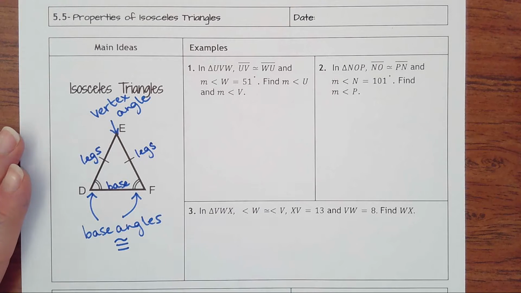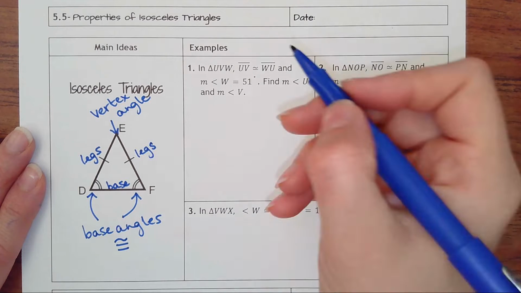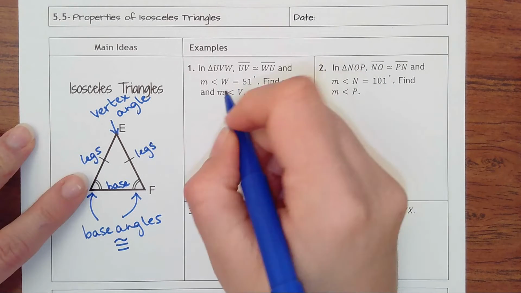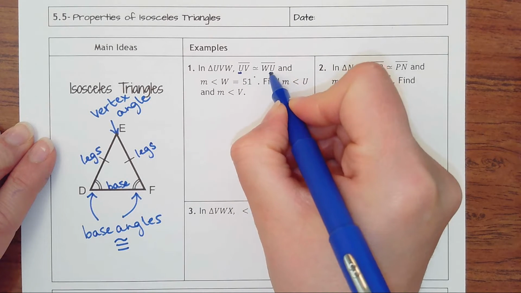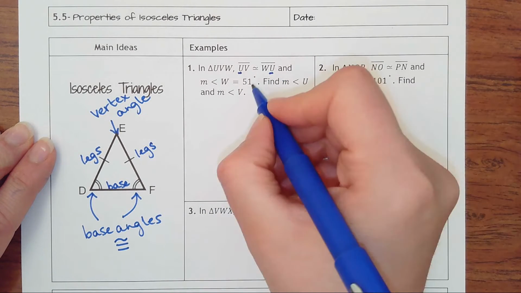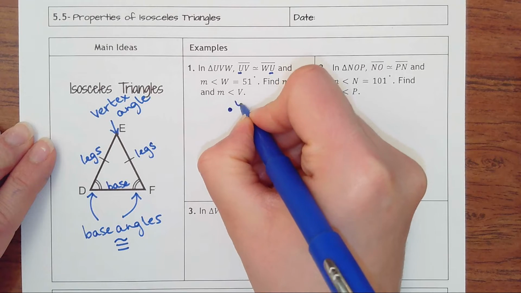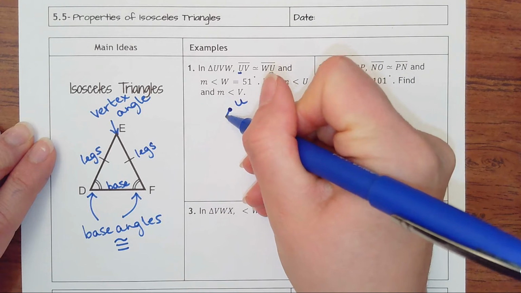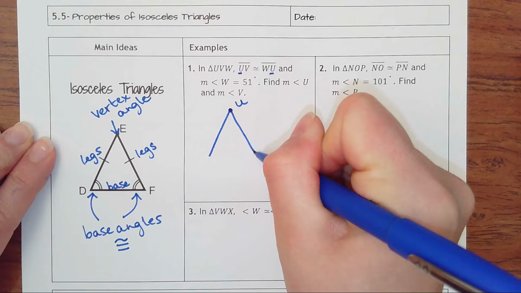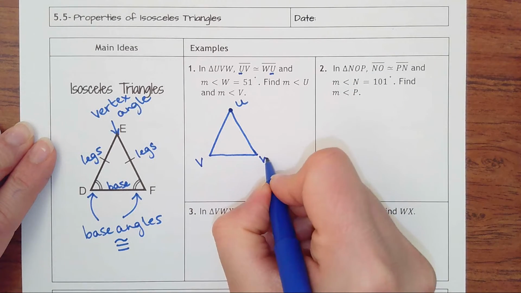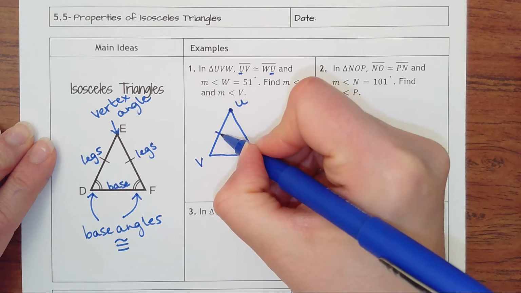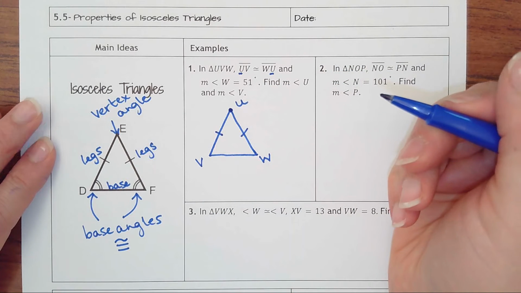All right, number 1, it says in triangle UVW, UV is congruent to WU. So let's start with thinking of these must be the legs that are congruent. They both have the letter U in them. Since they share that, that must be up here at the vertex. So that's what I use to help me draw my triangles. So I'll call this V and this W. So UV is congruent to WU, make little tick marks.